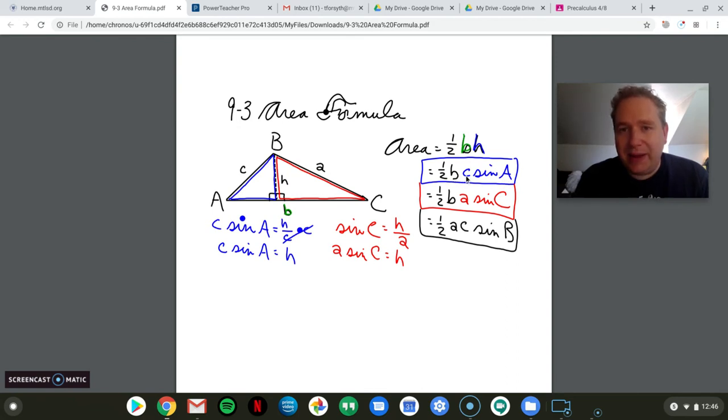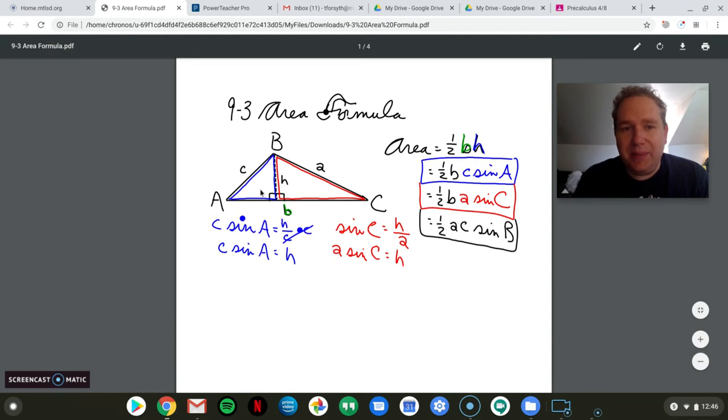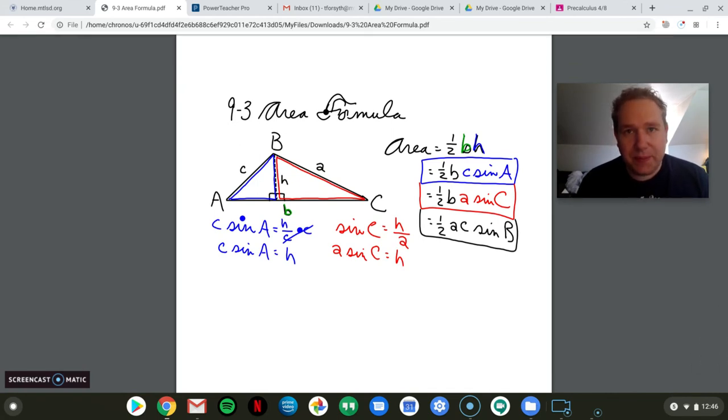So BC, angle A is made up of side B and side C of the triangle. In this formula, angle C is made up of side B and side A. And in this formula down here in black, angle B is made up of side A and side C. So any of these formulas will give you the same area for the triangle, okay?